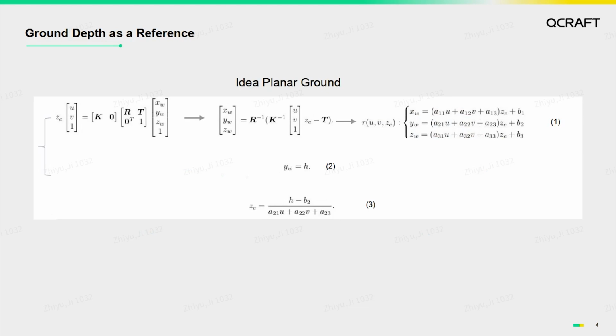The transformation between a point in the world coordinate system and its projection UV in the pixel coordinate system can be described as the first equation in the first row. After some simple transformation, we can get equation 1. Since we know the height of the planar ground, we can get equation 2 easily. By combining equation 1 and equation 2, we obtain the ground depth value of pixel UV as equation 3.